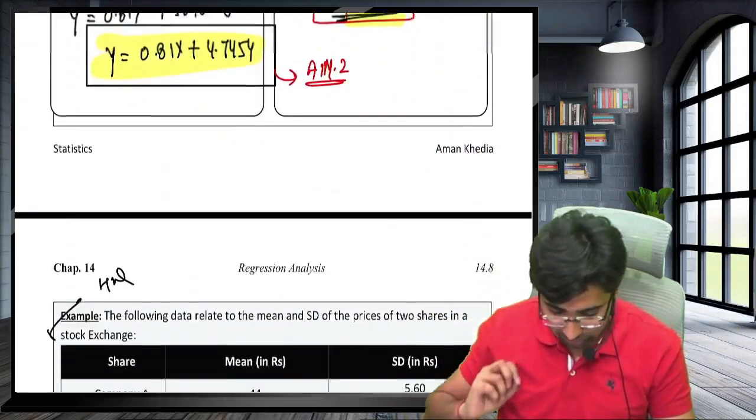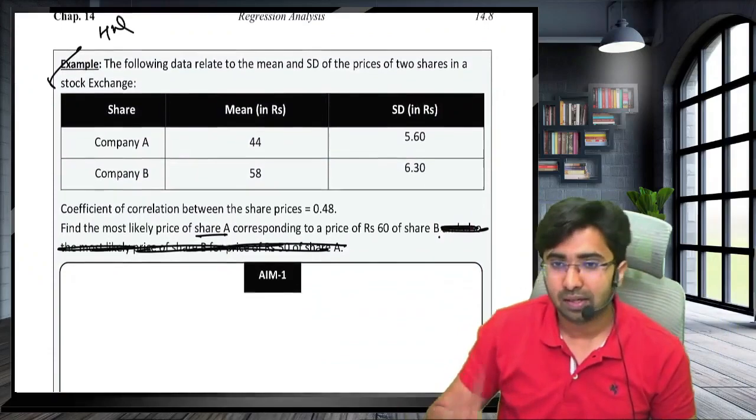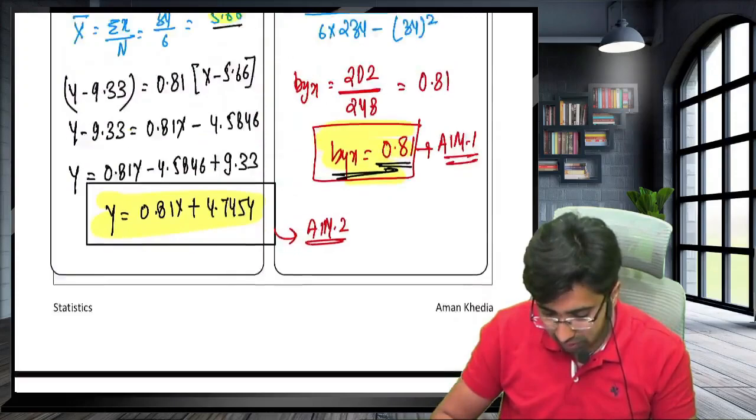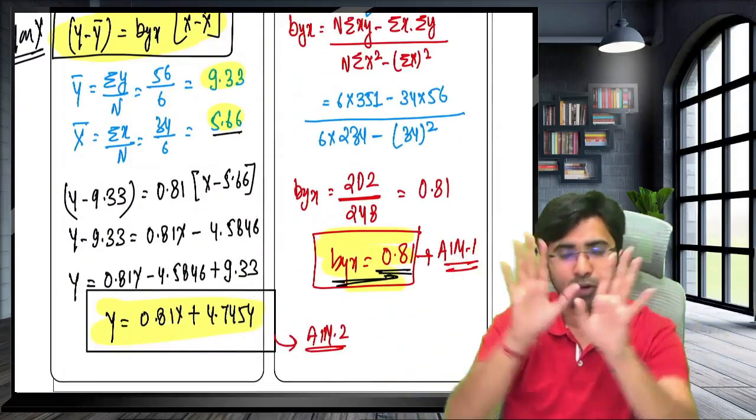Guys, the next 2 examples in the concept handbook are your homework. You have to solve them. Tomorrow, guys, we'll start with these next 2 questions. Tomorrow, my entire time will be for these 2 questions only.